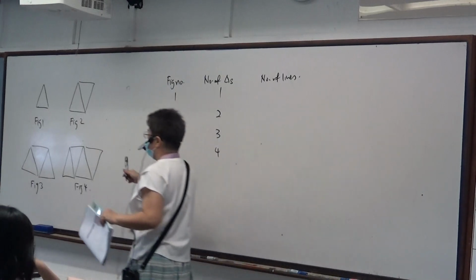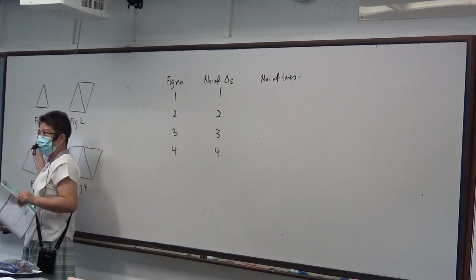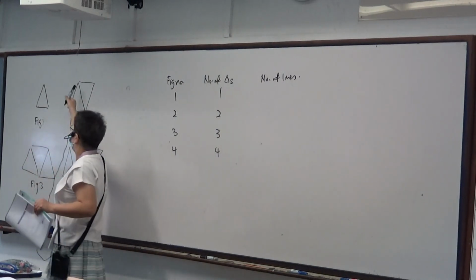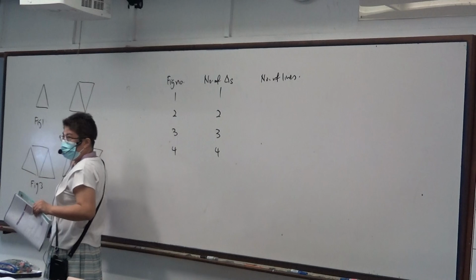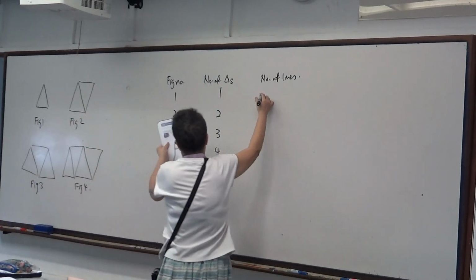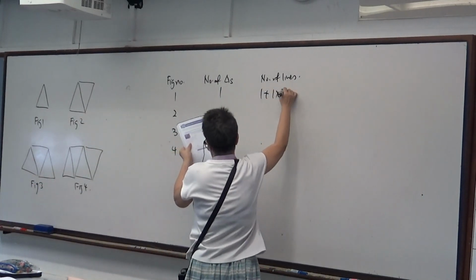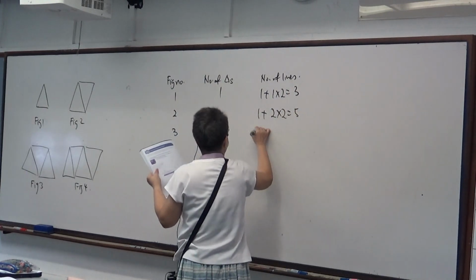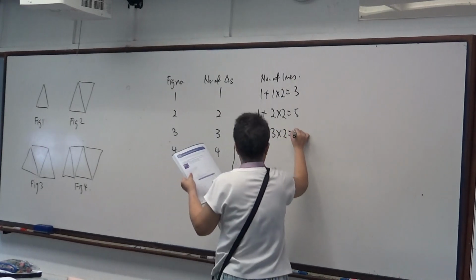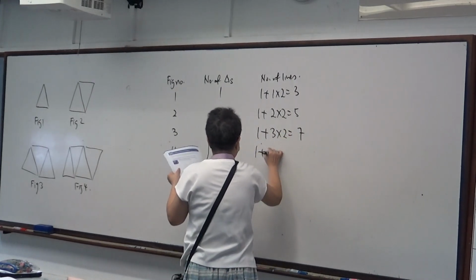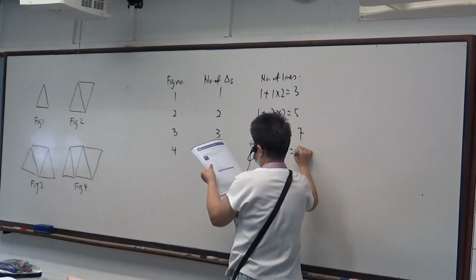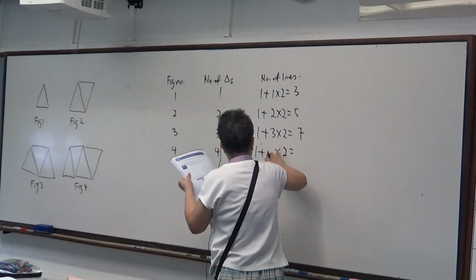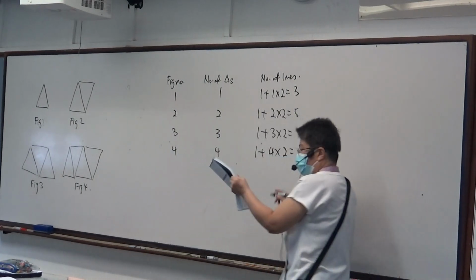What are the number of lines? Can you see in figure 1, all of you? There's 1, 2, 3 lines. How about figure 2? 1, 2, 3, then 4, 5, right? Okay. So they tell you it's 1 plus 1 times 2, which is 3. 1 plus 2 times 2, which is 5. 1 plus 3 times 2, which is 7. 1 plus 4 times what? This is a 4 times 2. My mistake. So this is a 9.